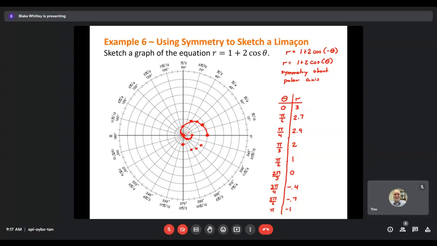And so basically we end up with something, if I reflect this, that looks like this now. You notice it's similar to that cardioid that we looked at before, except this time it doesn't just come to a point, right? It actually kind of loops in on itself. And so this one we call a limacon. It's a French word, which is why you have that funny looking letter in there. Okay, but that's what we call anything that kind of loops in on itself like that.